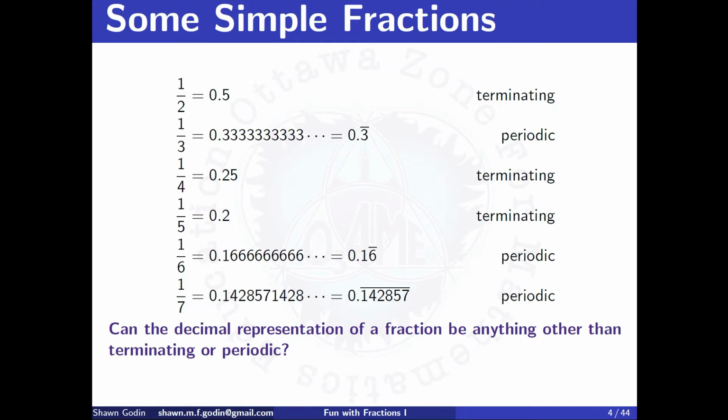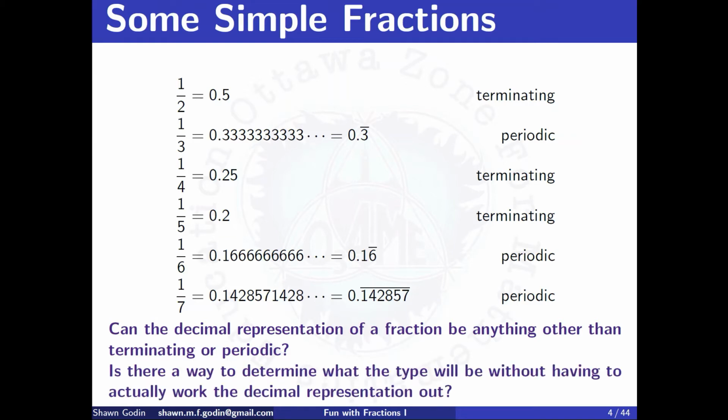A couple of questions occurred to us. First of all, were these the only two categories? And we answered that in the first part. We said, yes, it is. There's nothing else that can happen other than these two. And we also asked ourselves, is there a way that we can determine what type it's going to be without having to go through the work of actually working it out?